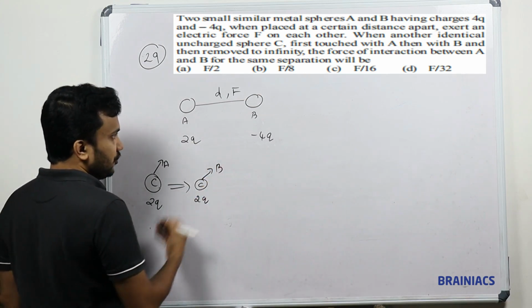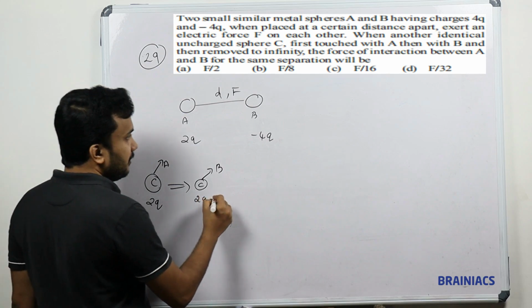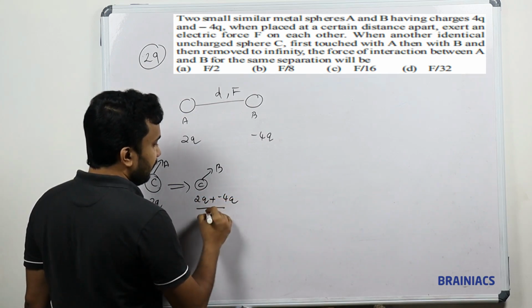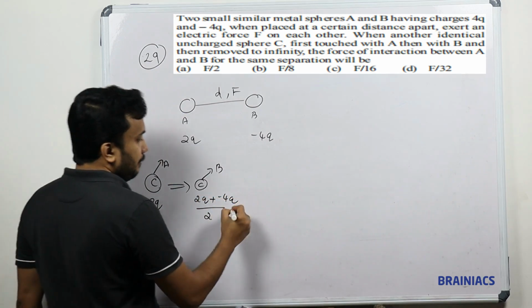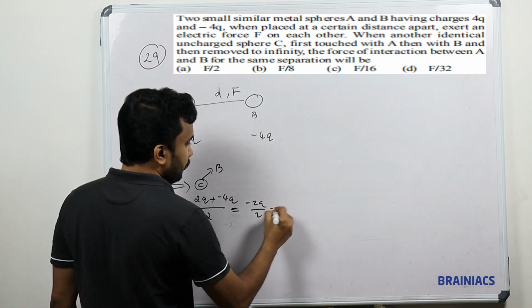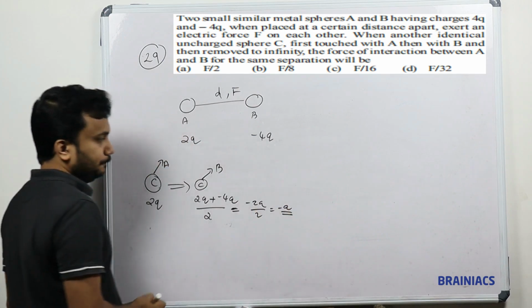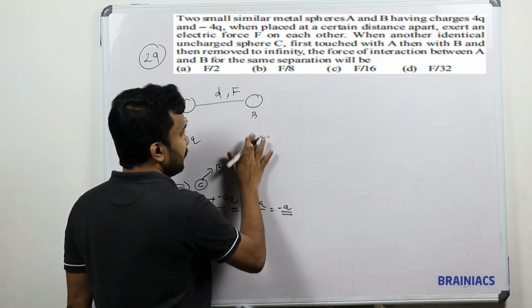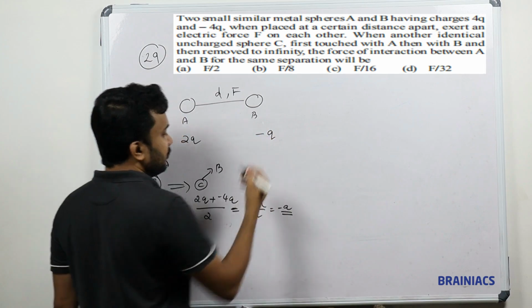Already it has 2Q charge. When it touches that body, it is 2Q plus minus 4Q divided by 2. So it becomes minus 2Q divided by 2, so the charge becomes minus Q. So this will have a charge of minus Q, and B will also have a charge of minus Q.